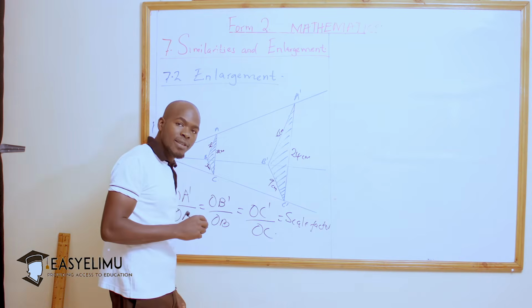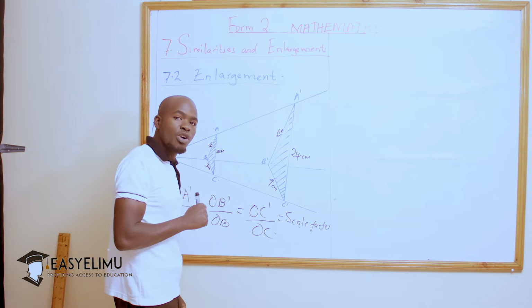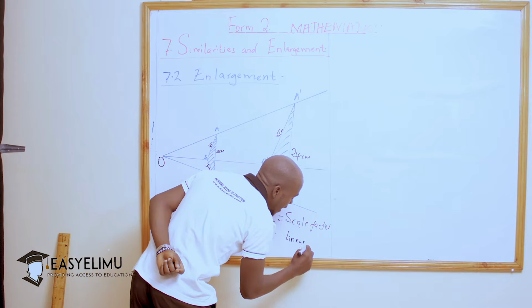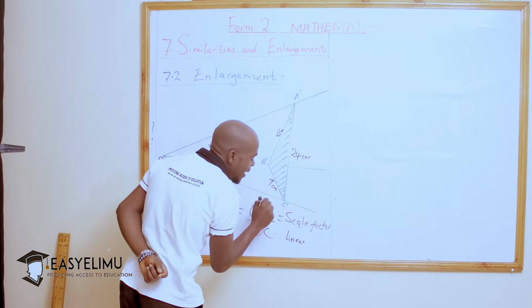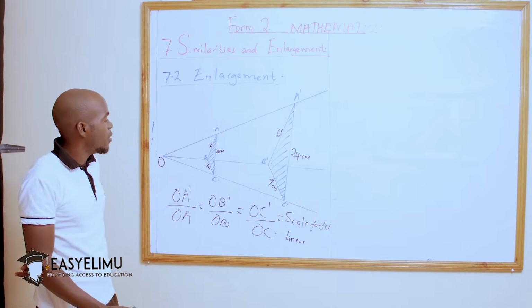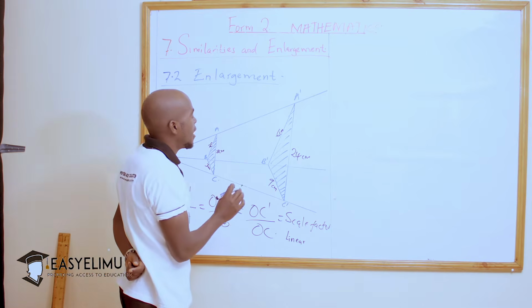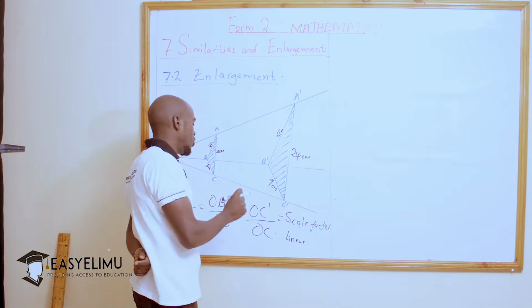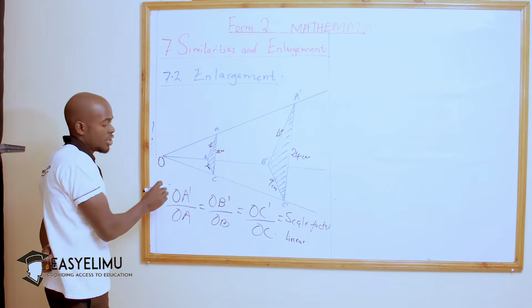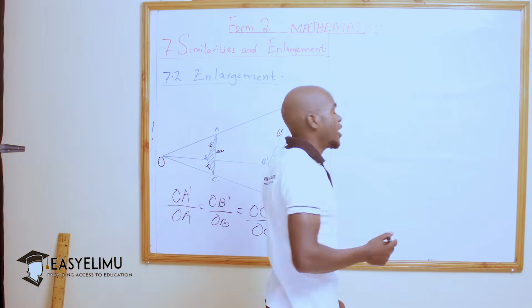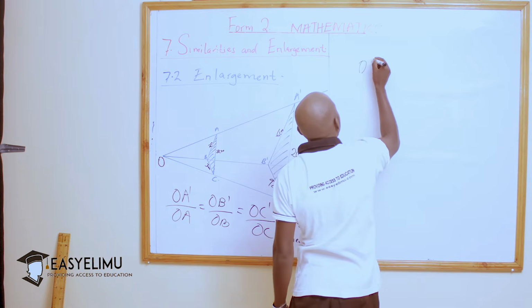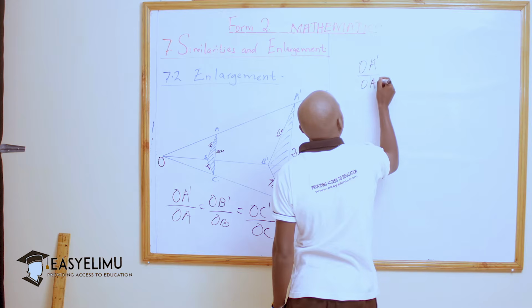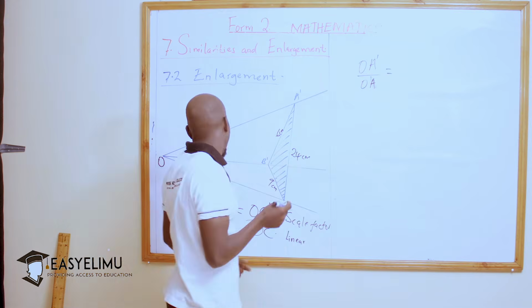And for this case, it shall not only be called scale factor, but we shall introduce another name known as linear scale factor, simply because it is doing the purpose of enlargement in only one direction. So our linear scale factor on calculation for this case, if we take OA prime over OA, we should get the same as we have said here.